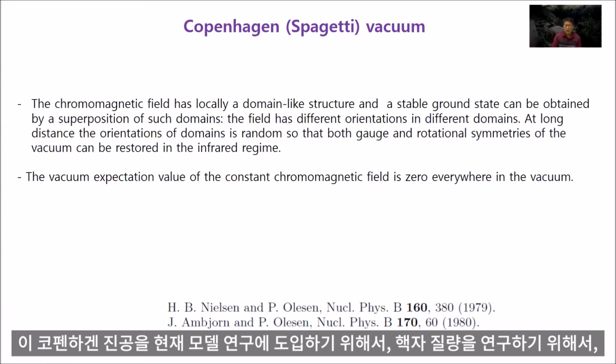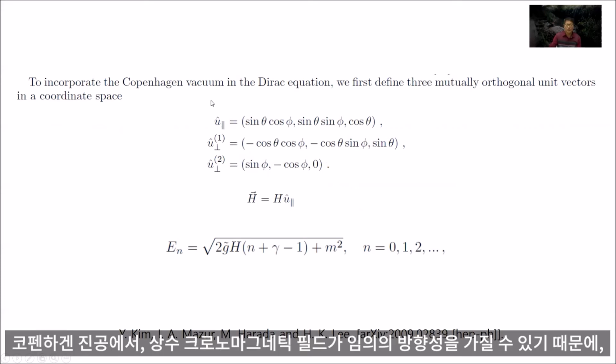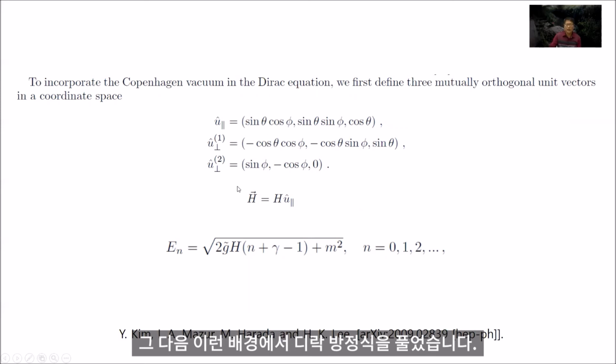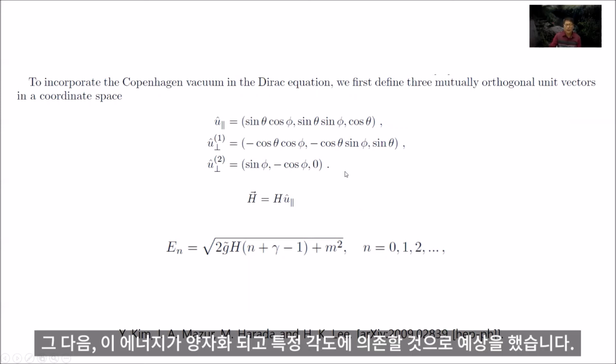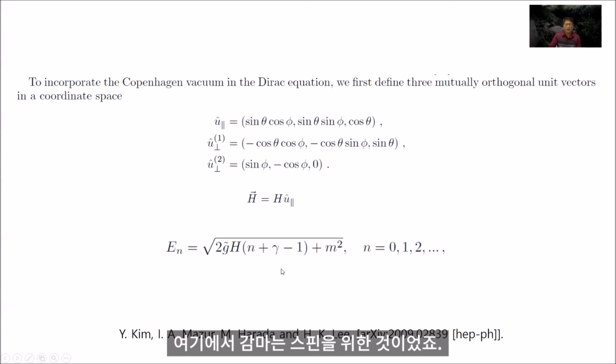To introduce this Copenhagen vacuum to study things in the constituent quark model, to study the nuclear mass, we solve the Dirac equation of constituent quarks in the Copenhagen vacuum. Since in the Copenhagen vacuum, the chromomagnetic field can have arbitrary direction, we introduce these three coordinates for that. And then we solve the Dirac equation in this background. We expected that the energy level will be quantized and depend on zeta and phi. But interestingly, the energy level is independent of the angles. And here gamma is for spin.